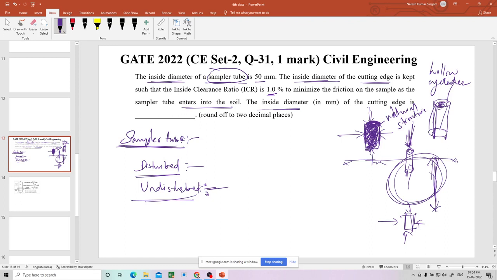Suppose the sample is disturbed, it is collapsed, now it has become powder. Now that can be used to find out the index properties. That means specific gravity, liquid limit, plastic limit, all those things can be found out from the disturbed sample. These are the sampling things and the sampler tube. Now let us enter into the sampler tube. How does it look and what are the design properties which we need to look at?